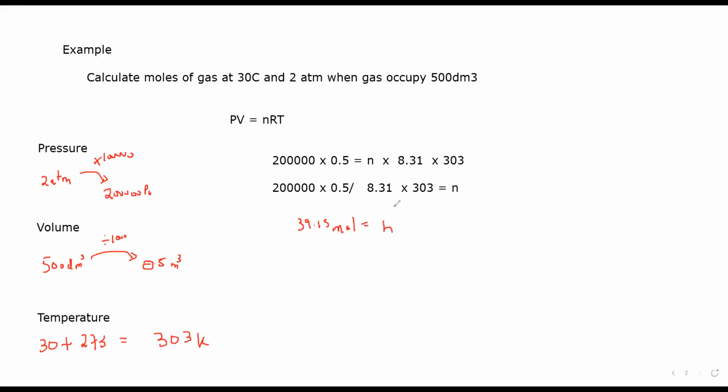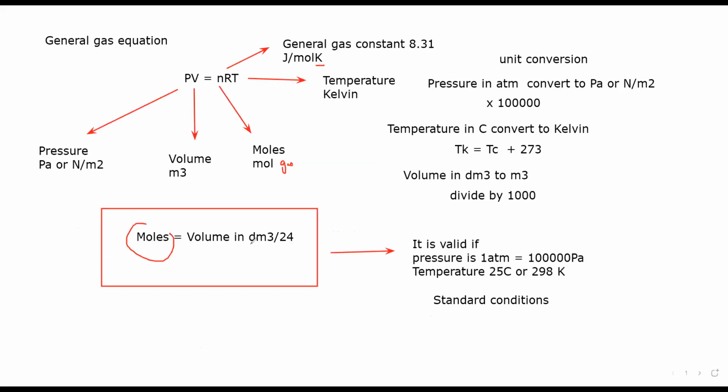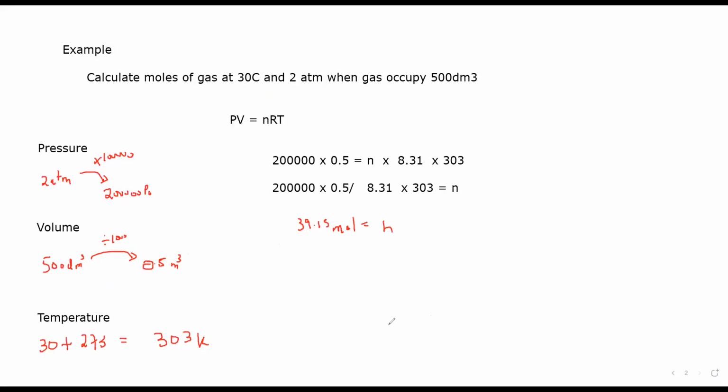So the only difference is that you can use this general gas equation in all conditions. Even at a standard condition, when I substitute the values, I will get the same answer. That's why the previous formula, moles equals volume in dm cube divided by 24, is actually a modification of the general gas equation. If we use a standard condition, then we can use a simple equation. If the conditions are not standard, then we use the general gas equation. Is it clear?